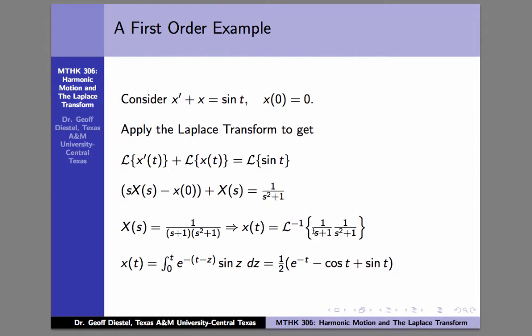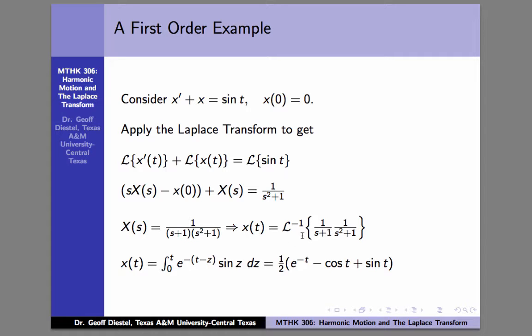I'm sorry, I misspoke. 1 over s plus 1 is just e to the minus t, because it's the Laplace transform of e to the minus t, because it's 1 over s plus 1 to the first power. Because 1 over s is the Laplace transform of 1, so when I shift it by a negative 1, because s plus 1 is really s minus 1, we get an e to the minus t.